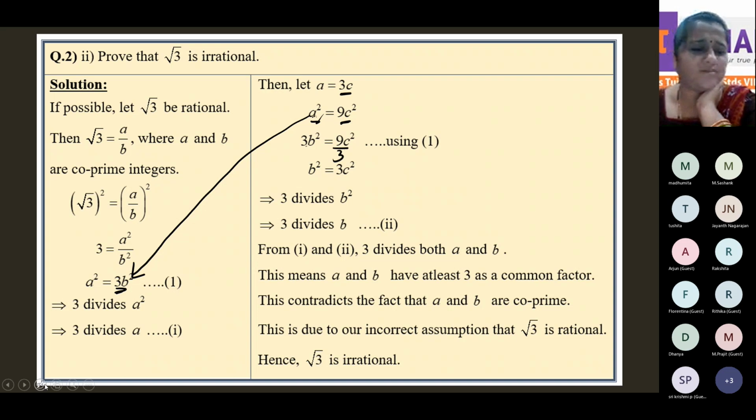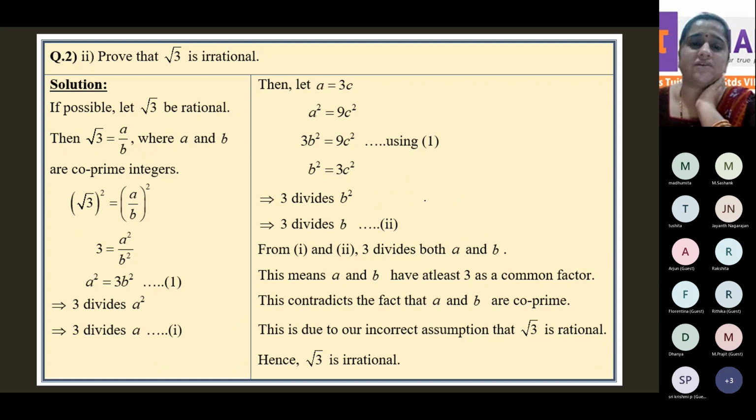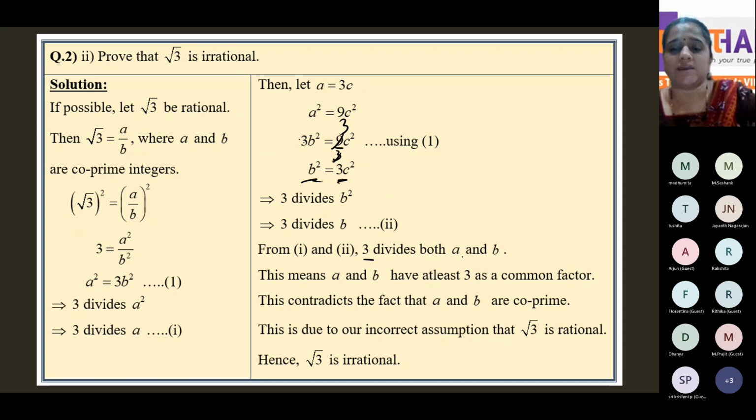So all those so many steps you don't have to show. You can directly write this. Whatever I have written here, that is enough. I'm just telling you how we get the next step. So this 3 will come down for division here. So 3 3s are 3C square. So B square is equal to 3C square. So 3 divides B square, 3 divides B. So 3 divides both A and B. So at least 3 as a common factor.